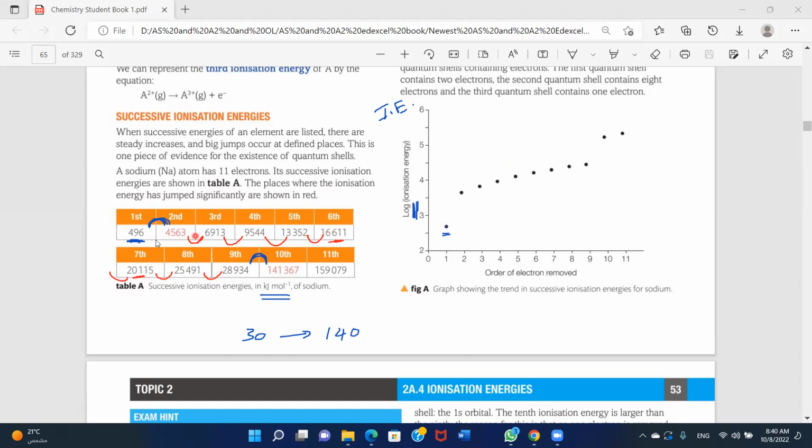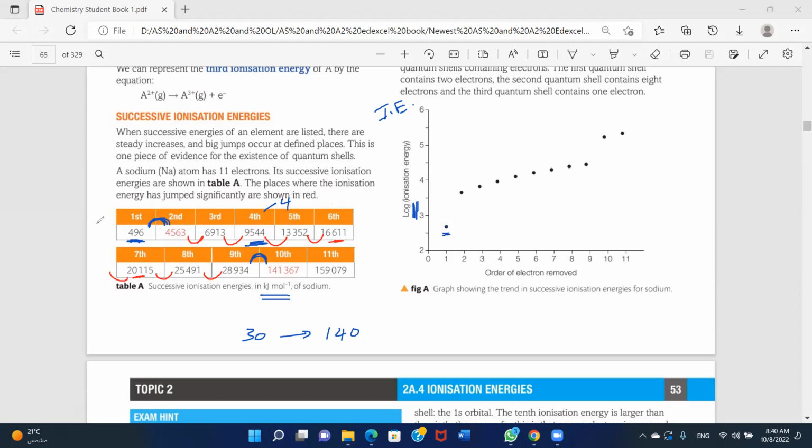It's impossible to draw. The wide range of values for the successive ionization energies makes it not good to draw as a graph here. So we have to use the log values. If you take your calculator and take the log of, for example, 9,544, I got 3.97, which means about 4. So the value is reduced from 9,500 to 4.